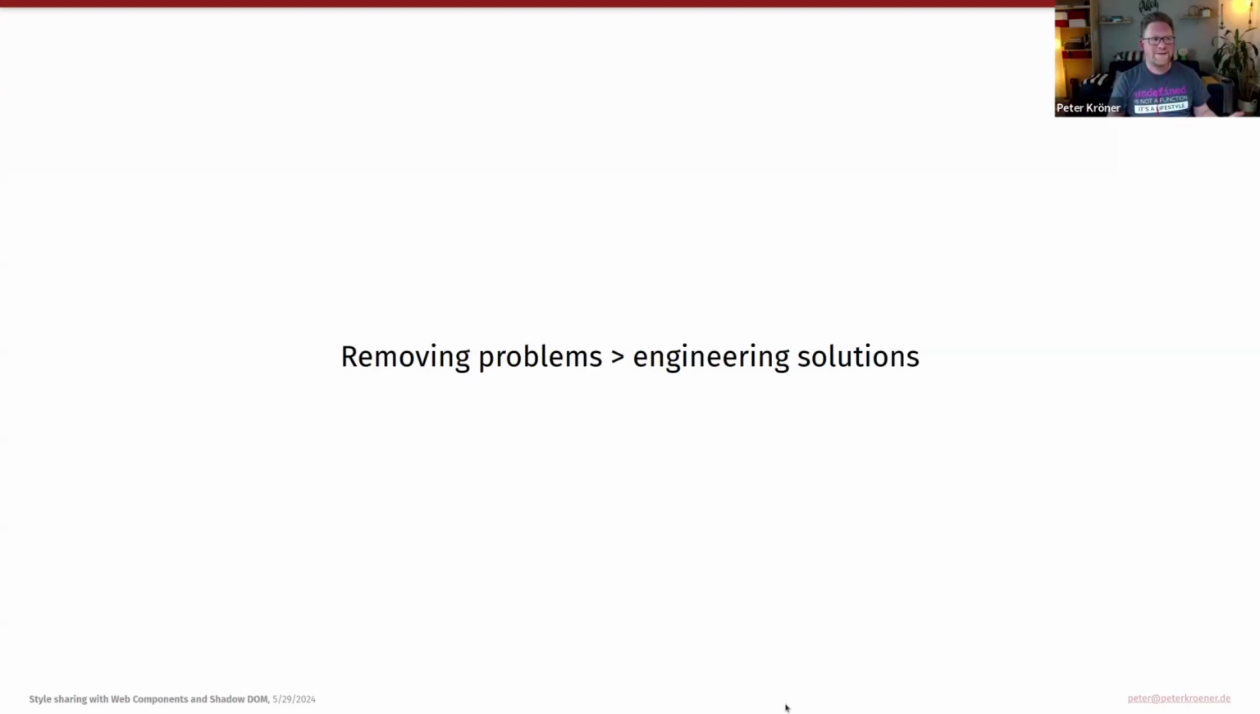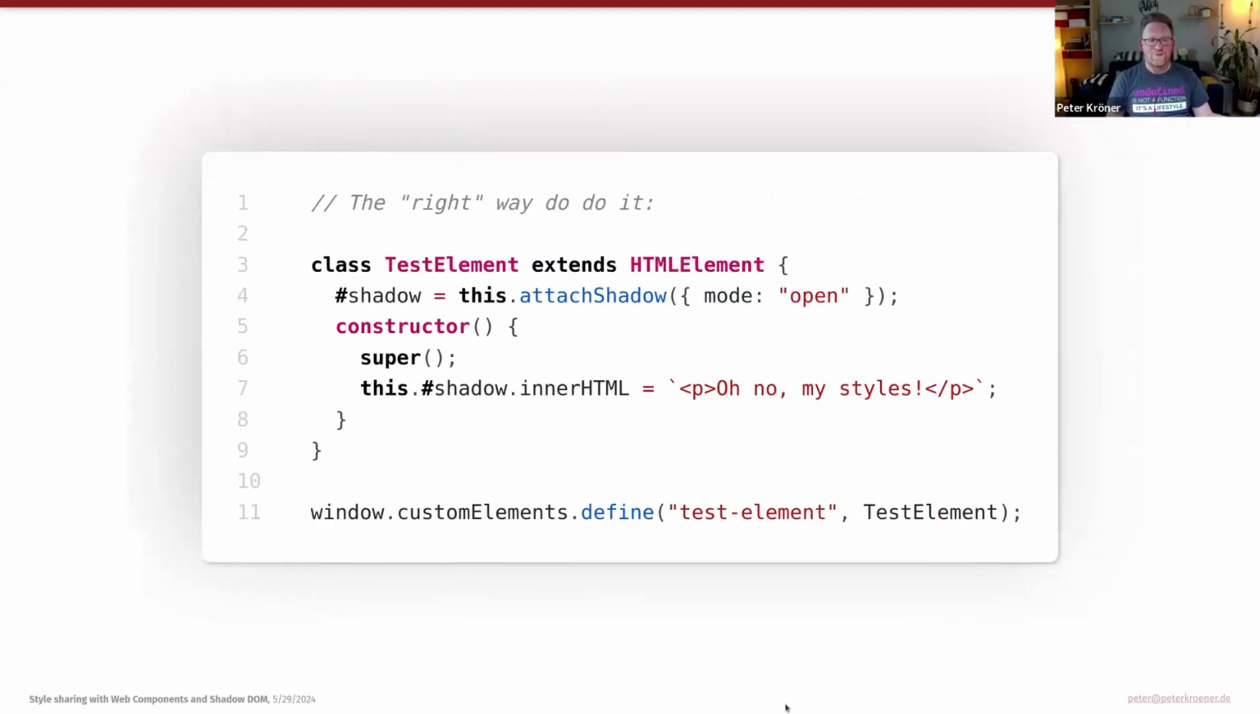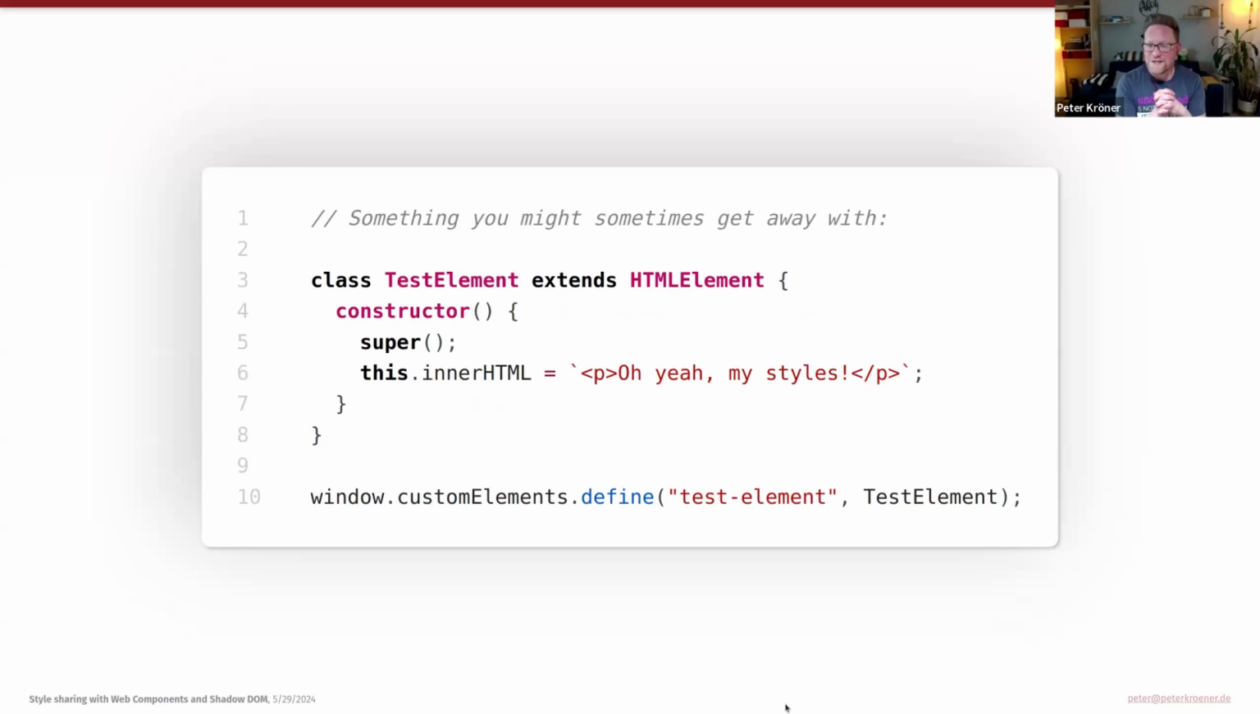And if you can create your components without using Shadow DOM, then probably not using Shadow DOM makes your life much easier. So the proper way to do web components, of course, is to create a shadow root and to attach your HTML to the shadow root, but then you have all the associated problems with CSS. But you might just get away with not using Shadow DOM. I'm just saying, this should be an option. This should be on the table.